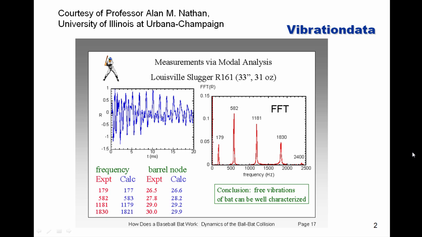Now, today we're just talking about Fourier transforms, but in upcoming units we're going to be talking about the fast Fourier transform, which is a special case of a Fourier transform. But the point I want to get to is this red curve takes the blue time history and resolves it into spectral components. So at 179 hertz, we get the fundamental bending mode of this baseball bat. The bat is effectively behaving more or less as a free beam. Then there's a non-integer harmonic that occurs at 582 hertz, and then another one at 1181 hertz, and so on, some higher modes as well.